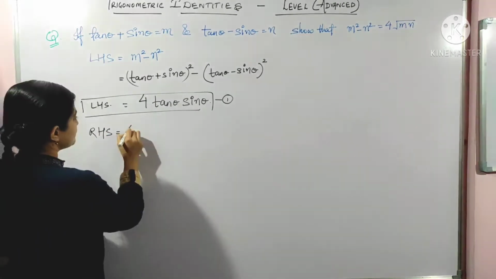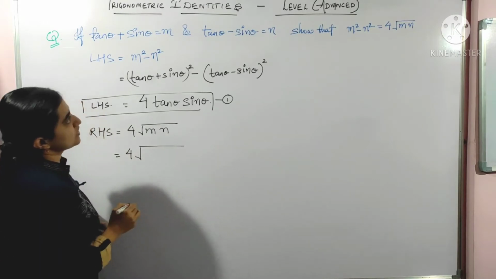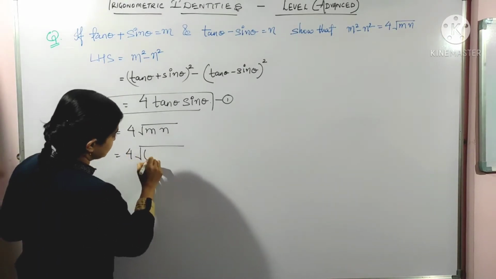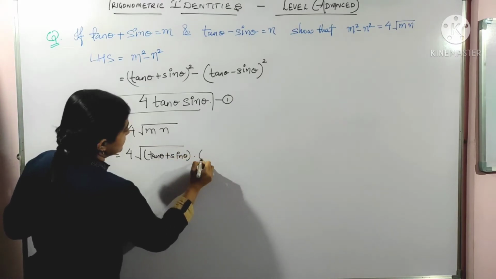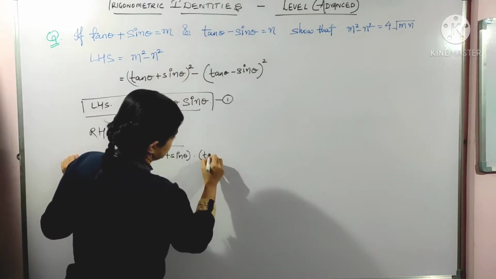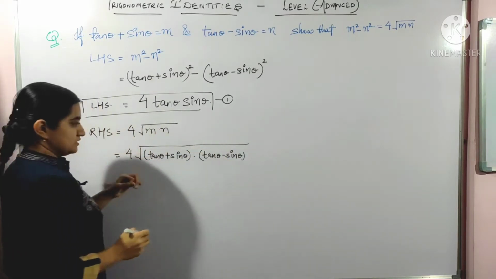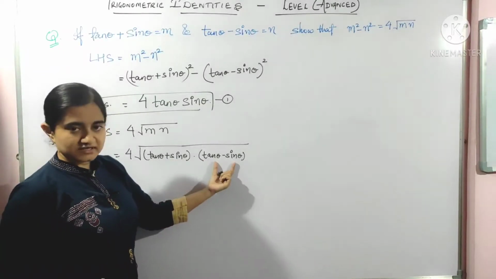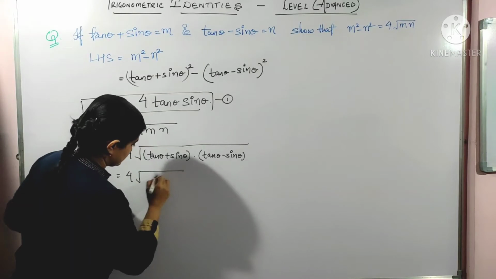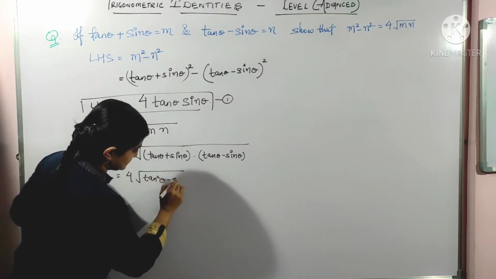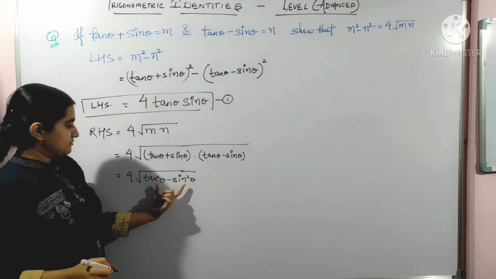RHS equals 4 under root mn. What is the value of m? Tan theta plus sin theta. And what is the value of n? Tan theta minus sin theta. Now a plus b, a minus b, so we can write it as a square minus b square: tan square theta minus sin square theta. Okay, a square minus b square.